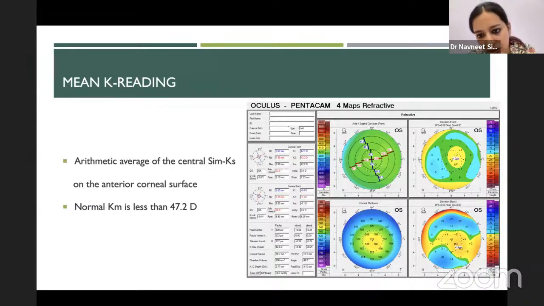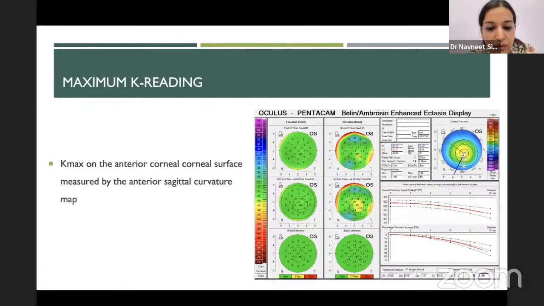So as you can see on this quad map, on the refractive map, the mean K is denoted by this red circle. Then there is a maximum K reading. So K max on the anterior corneal surface is measured by the anterior sagittal curvature map. As you can see on this Belin, Ambrosio, and Ernst ectasia display, there is a separate display which shows the K max reading, again denoted by this red circle.